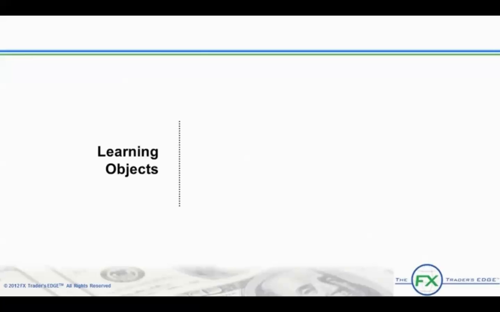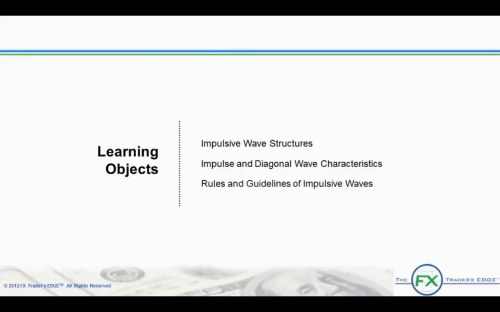In this learning object, we will now break down the basics and focus on more specifics of the wave structures, starting with impulsive wave structures, impulse and diagonal wave characteristics, and the rules and guidelines of impulsive waves.